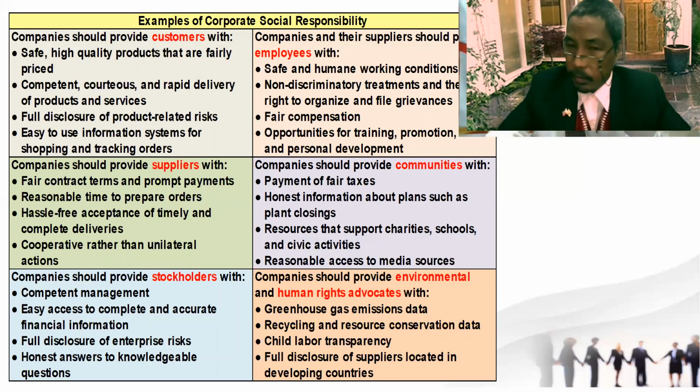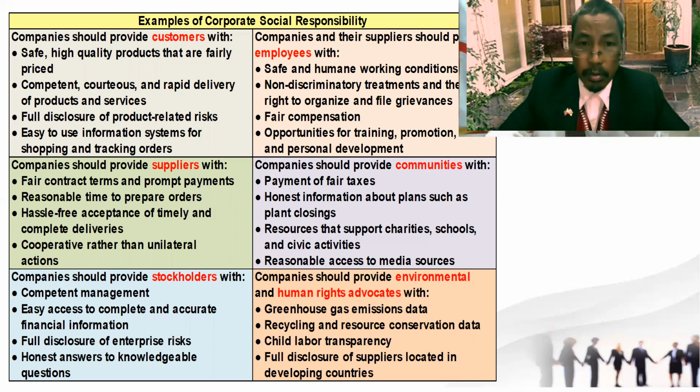Companies should provide suppliers with fair contract terms, prompt payments, reasonable time to prepare orders, and not demand impossible requests from the supplier, hassle-free acceptance of timely and complete deliveries, cooperative rather than unilateral actions. What about stakeholders? Companies should provide stakeholders with competent management, easy access to complete and accurate financial information, disclosure of enterprise risk, honest answers to knowledgeable questions.